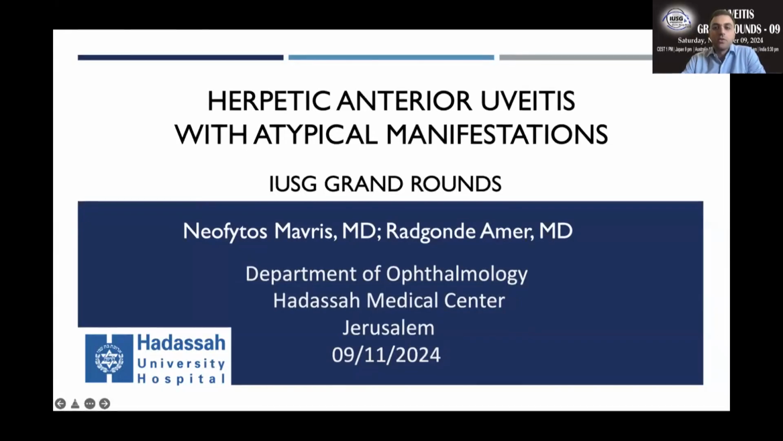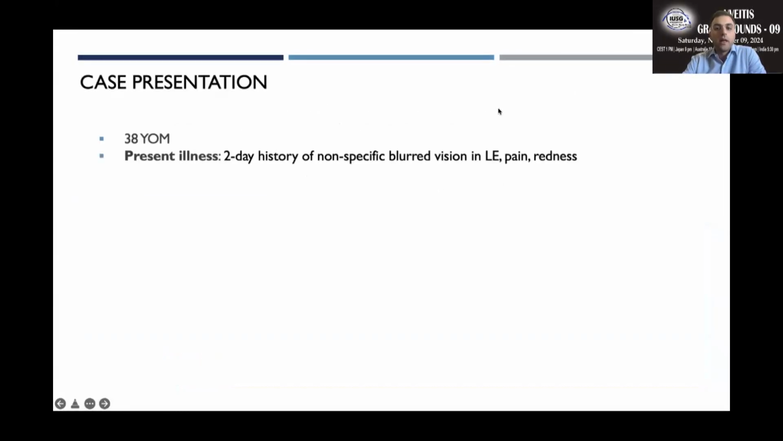Hi, my name is Neophytos Mavris. I'm a fellow in Hadassah Medical Center in Jerusalem, and today with my supervisor, Professor Amer, we will present to you a case of herpetic anterior uveitis with atypical manifestations. A 38-year-old male patient was referred to our emergency department with a 2-day history of non-specific blurry vision in his left eye, accompanied by pain and redness.